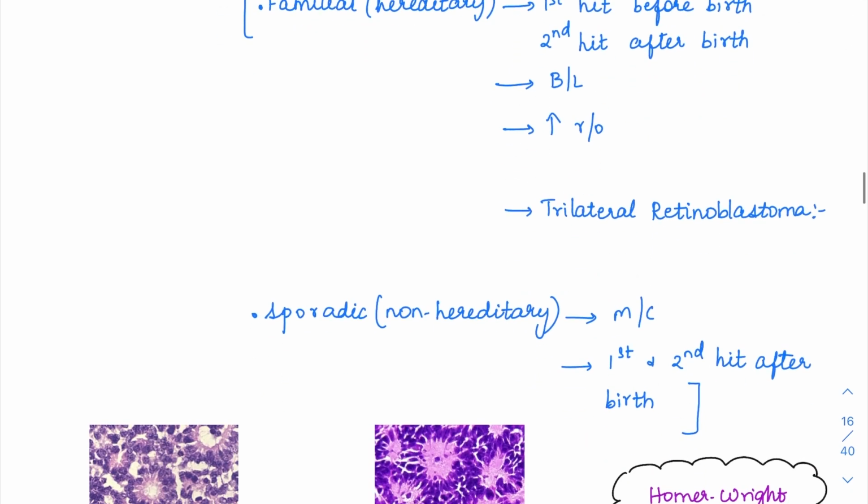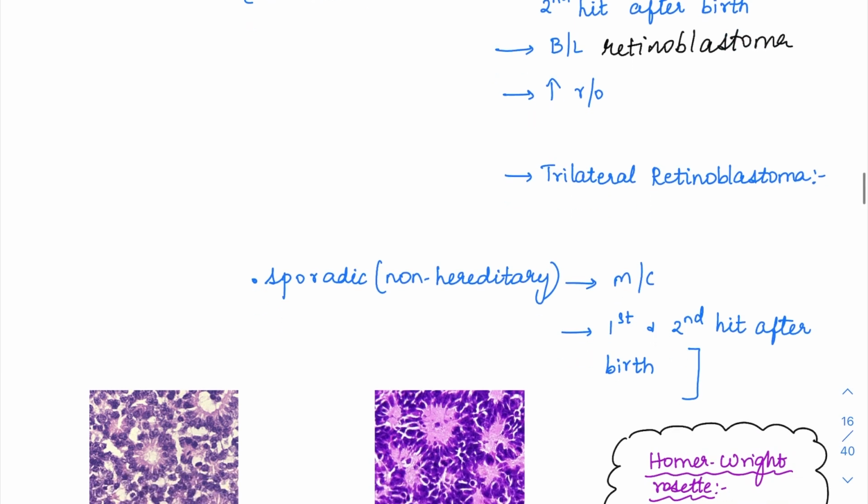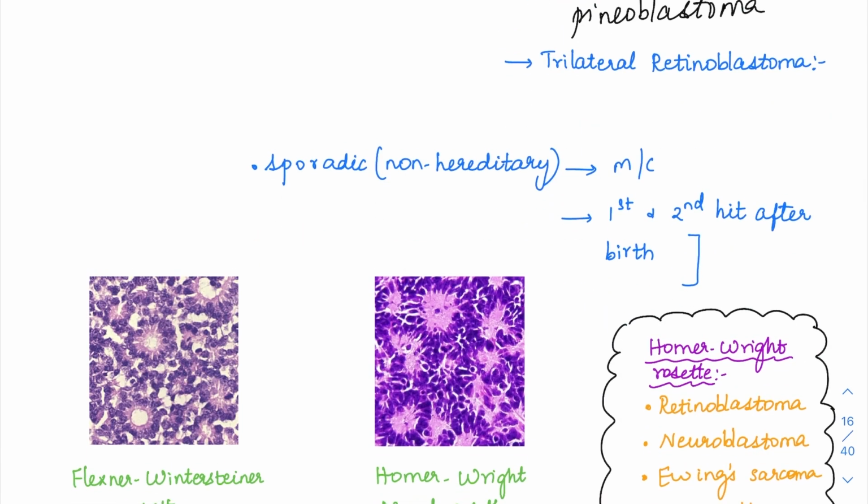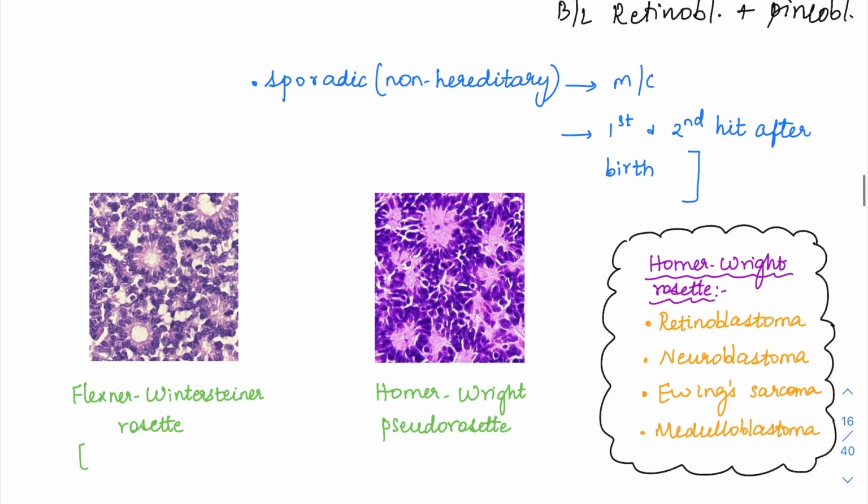So in familial retinoblastoma syndrome, we are going to have bilateral retinoblastoma. So in both eyes, the child is going to have retinoblastoma. Along with that, the child is also going to have an increased risk of developing osteosarcoma and pineoblastoma. And when there is a bilateral retinoblastoma along with the pineoblastoma, it is going to appear like a trilateral triangle. So it is going to be called a trilateral retinoblastoma. So trilateral retinoblastoma is nothing but bilateral retinoblastoma plus pineoblastoma. Okay. This is for familial.